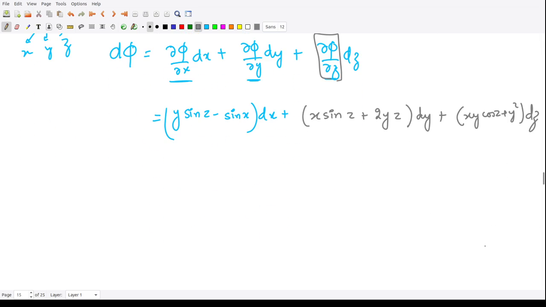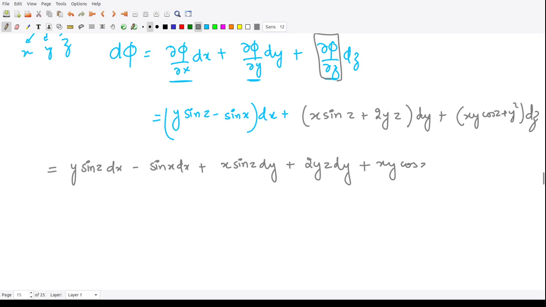So now what you are to do is make this into a complete integral. So we can separate out these terms. I can write this as y sin z dx minus sin x dx plus x sin z dy plus 2yz dy plus xy cos z dz plus y square dz. Now you are to inspect all the terms and see whether you could make a complete integral out of any of these terms. So this is up to you.